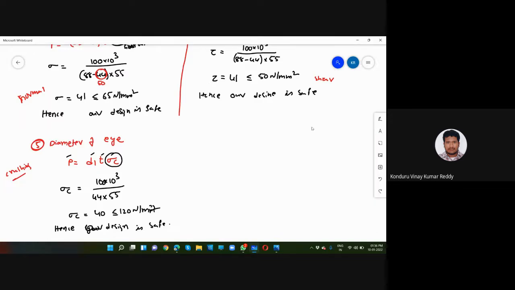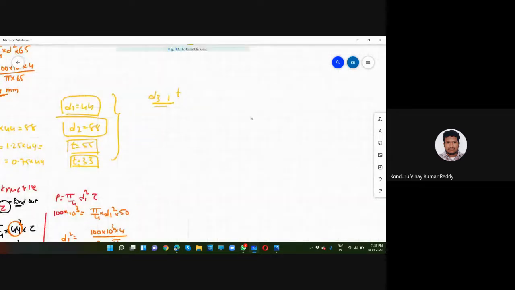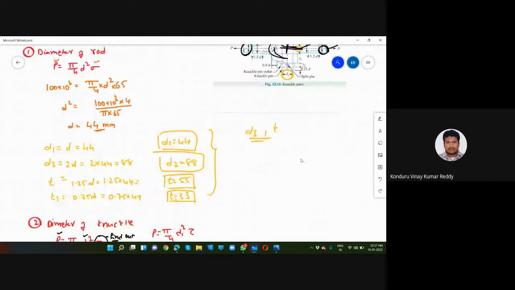Similarly, our knuckle joint consists of four parts: a fork, an eye, a knuckle, and shafts. We have designed the shaft, the knuckle, and the eye; those are completed. Only one is left over, that is nothing but the fork. We have to design the fork.